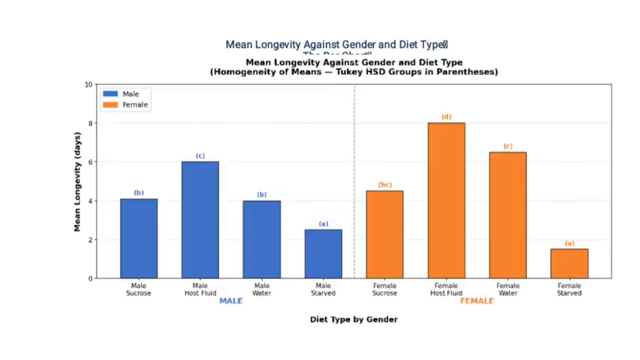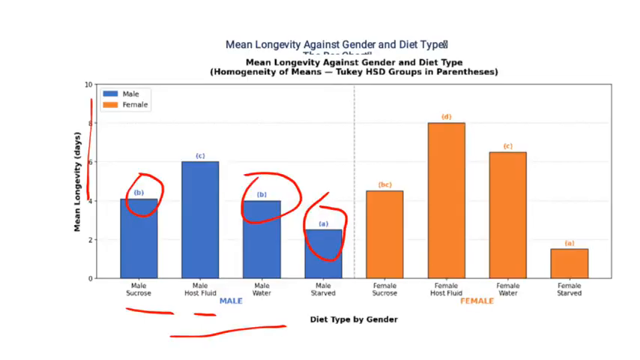So I just had to make this PowerPoint as fast as I can, so a lot of things might not be as detailed as the whole paper, or the whole test script. So one other thing we want to consider is the fact that we are comparing male sucrose to male host fluid. That's one. We are comparing male sucrose to male water. That's two. Male sucrose to male starch. That's three. We have three.